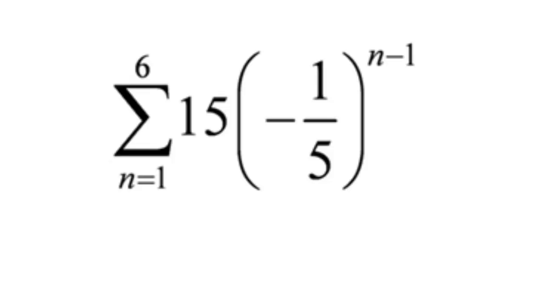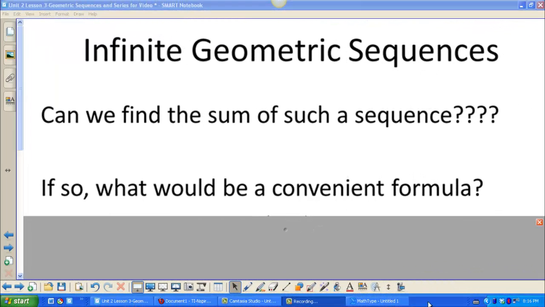So I would write this sequence in summation notation as the sum from n equals 1 to 6 of 15 times negative 1/5 raised to the n minus 1. So now let's talk about infinite geometric sequences. Can we find the sum of such a sequence? And if so, what would be a convenient formula?